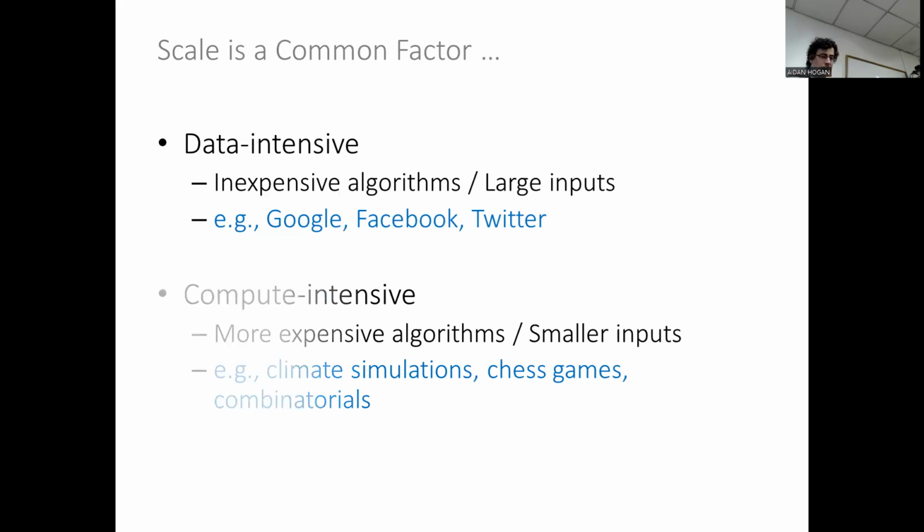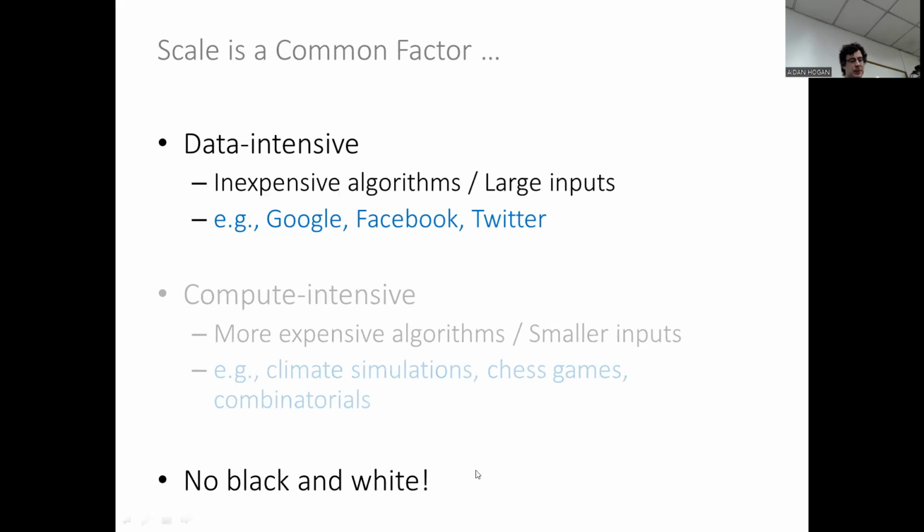So largely we're going to be talking in this course about data intensive processing. We're going to be applying relatively simple algorithms on very large amounts of data, and we're going to see how to do that. Again, there's no black and white. We could use N computers for compute intensive, we could use a supercomputer for data intensive processing, but these are kind of general trends.